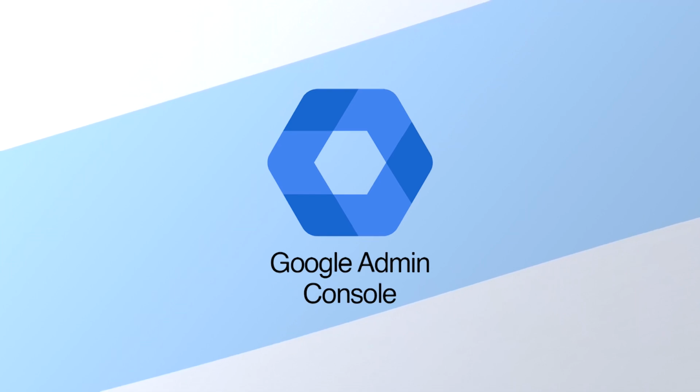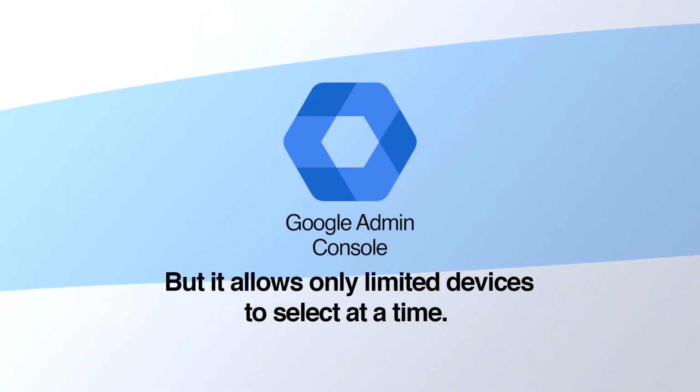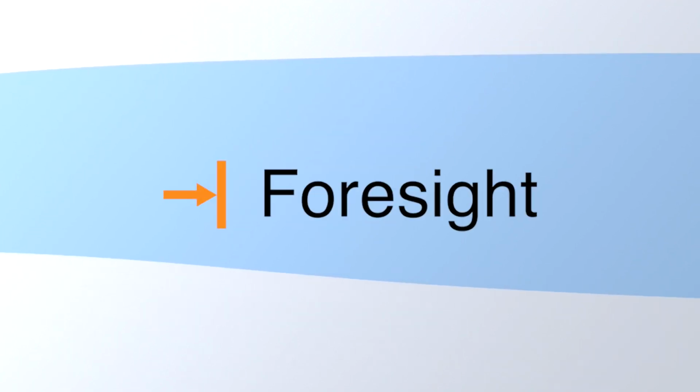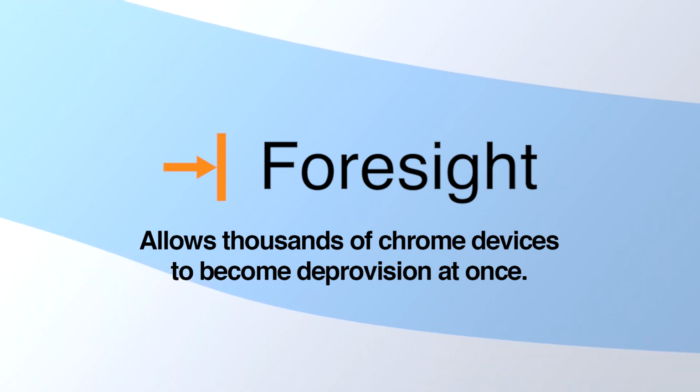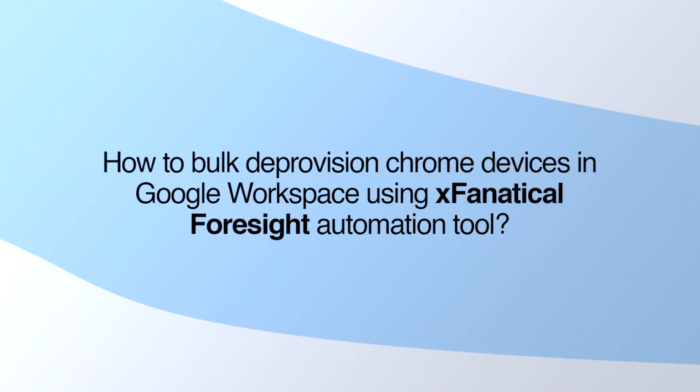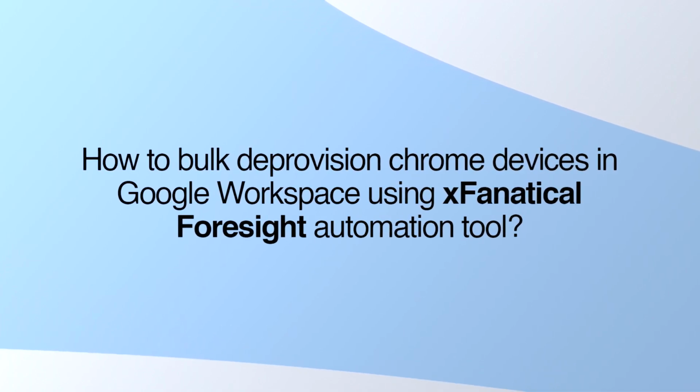Google Admin Console does have the option, but it allows only limited devices to be selected at a time. The xFanatical Foresight Automation tool allows thousands of Chrome devices to be deprovisioned at once. How to bulk deprovision Chrome devices in Google Workspace using the xFanatical Foresight Automation tool.